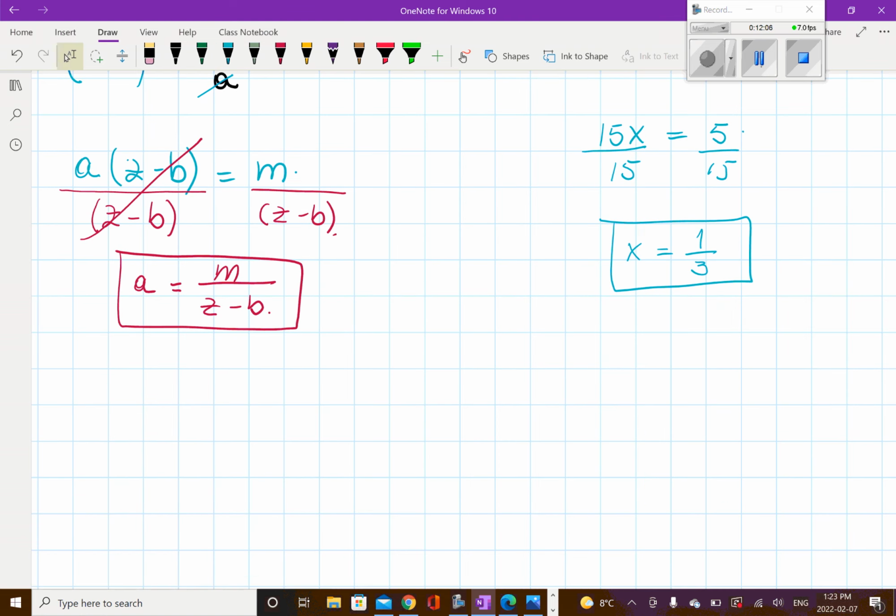Just the benefit of having literal equations versus number equations is that we can substitute any value of m, in this case z or b, and evaluate the value of a. And here in the other case we just have a number for that value. Okay.